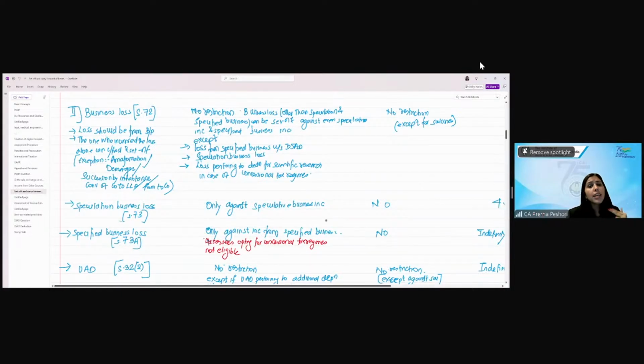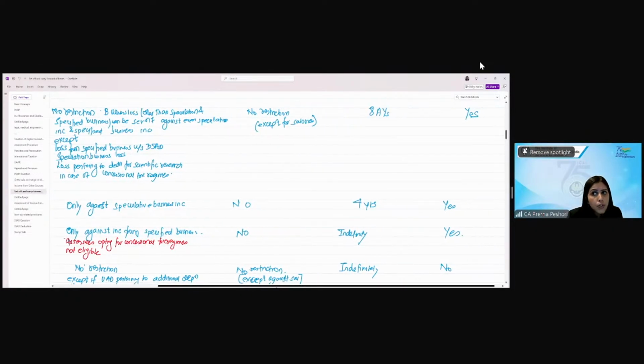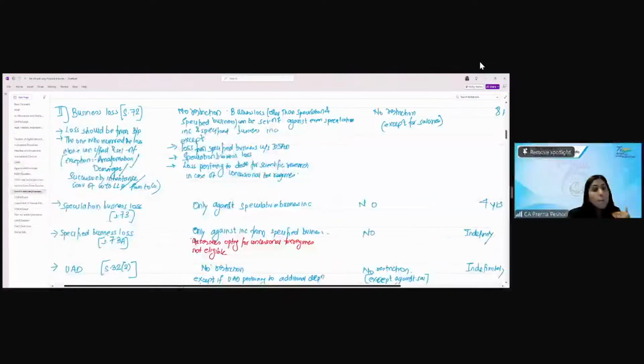Right? Can you set off against any other head? Answer is no. What is the time limit for carry forward and set off? 4 years. But you have to file the return of income on time. Specified business loss only against the specified business income. But if the assessees are opting for the concessional tax regime, the brought forward loss cannot be set off. Right? Because specified business deduction is not allowed under concessional regime.